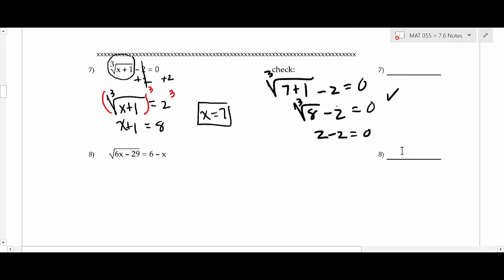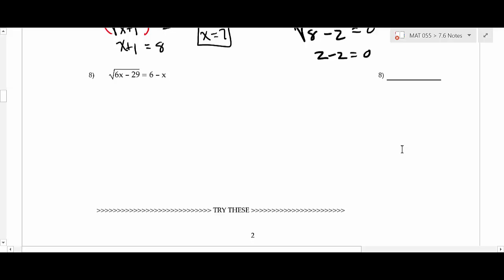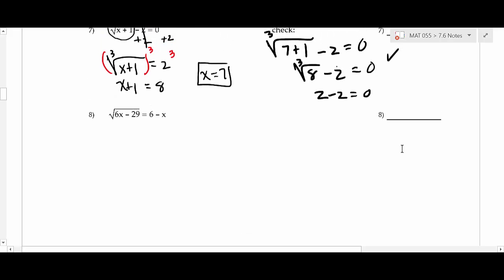Okay. Now, let's look at number 8, and this will have a little bit different twist to it. The methodology is the same. So, question number 1, is that radical isolated? Yes. So, it's a square root. What do you do to both sides? Square both sides. Okay? Right.